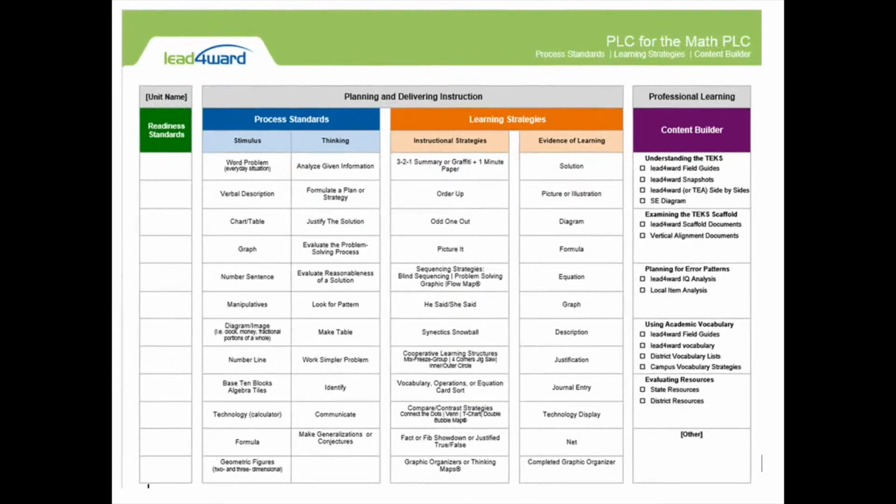The "Now What" piece of the PLC curriculum preview starts with using the PLC for the Math PLC page as a tool for creating lessons. Classroom instruction will move to a higher level of understanding, as well as offer opportunities for students to transfer information. Take time now to discuss what stimulus could be used to address 4.2b.